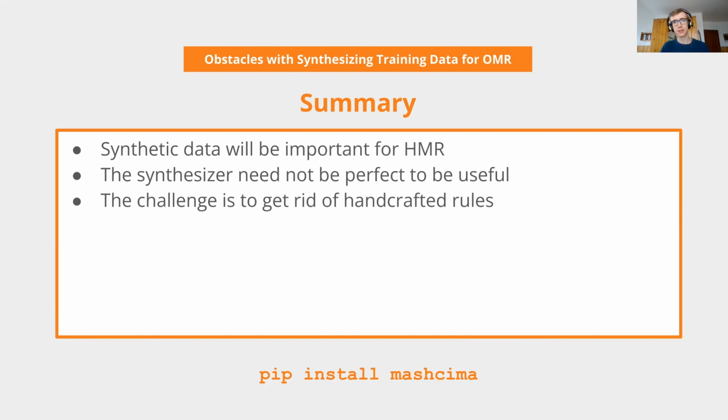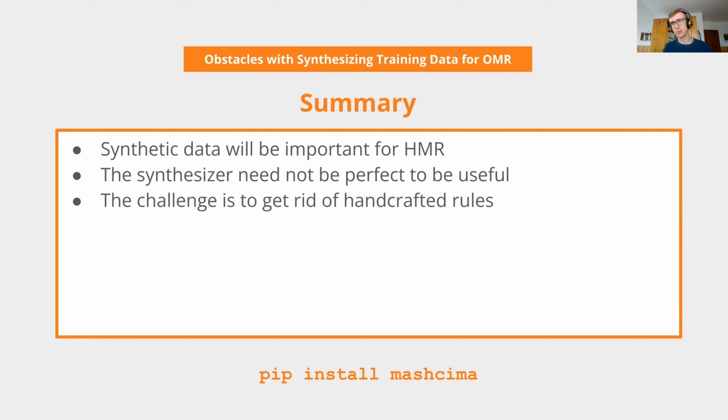So to summarize, we think that synthetic data will be important for handwritten recognition. And the synthesizer does not need to be perfect to be useful, because with our synthesizer we've achieved quite surprising performance, given that we've trained just on the synthetic data. I haven't included any examples in the slides, but we can discuss it later during the panel.